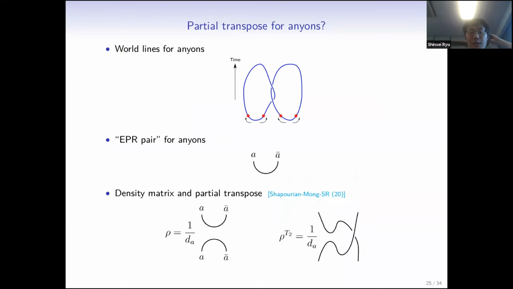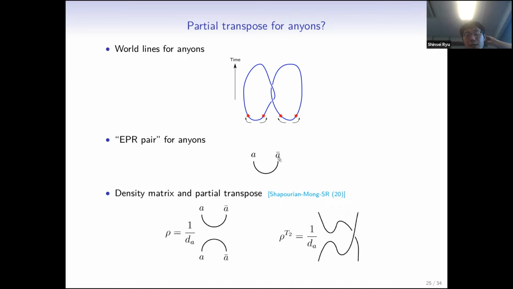generalize this to anyons, and then simply what we will do is to somehow upgrade these diagrams for spins to diagrams for anyons. So I have an EPR pair or Bell pair for anyons, which is represented by this diagram. And this diagram, you can interpret it as a pair creation of A and its conjugate out of vacuum. That's how we create the entangled pair of anyons.